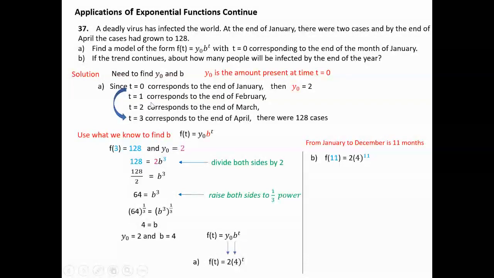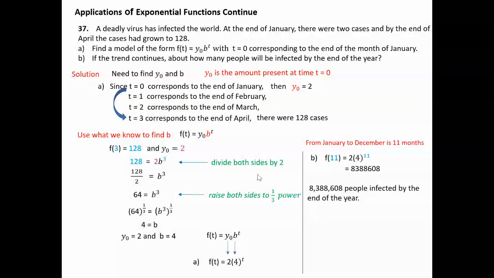But for part B, it says, if the trend continues, about how many people will be infected by the end of the year? From January to December is 11 months. That's why we're going to evaluate f of 11, which means I'm going to plug in 11 where the t was, right? So this will be the result, guys: about 8,388,608 people will be infected by the end of the year.